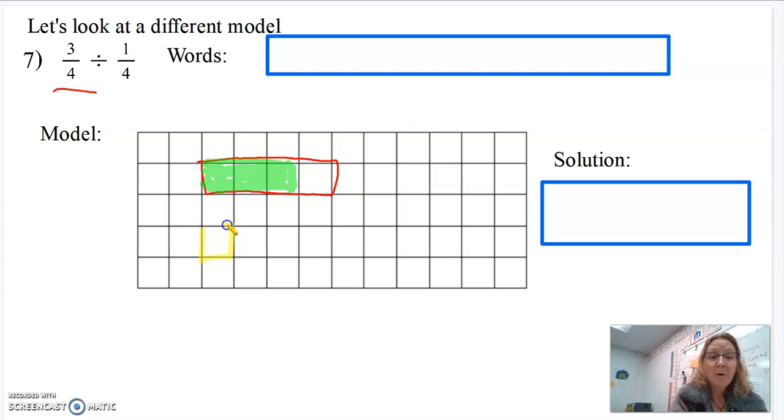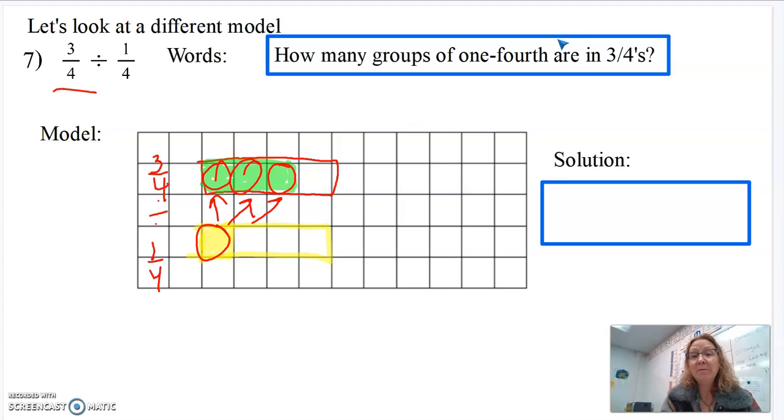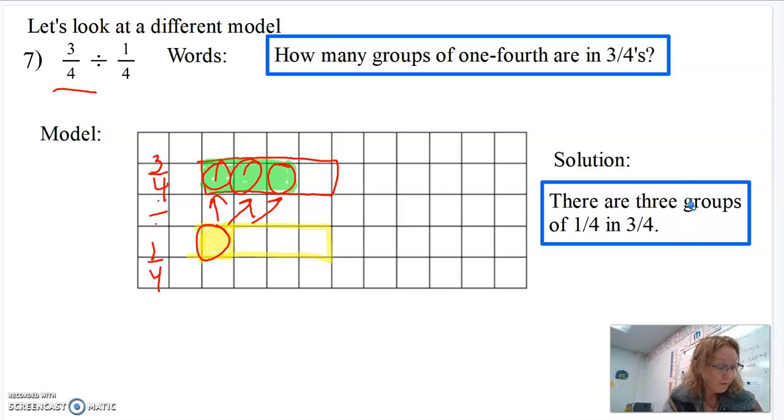So I'm going to draw what 1/4 looks like. And I go, well, wait a minute, I kind of get this. One of these fits in there. Another one fits there. And another one fits there. So 3/4 divided by 1/4 equals 3. There are 3 1/4 inside. So here was my question. How many groups of 1/4 are in 3/4? And my answer is there are 3 groups of 1/4.